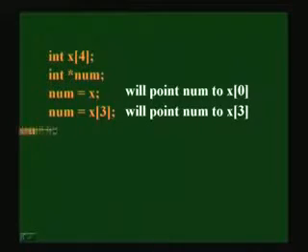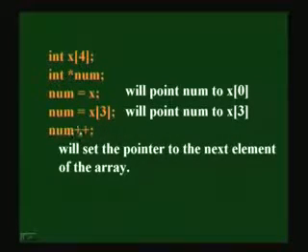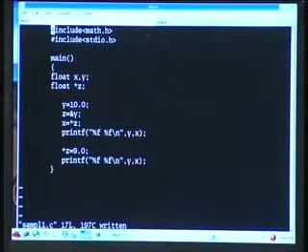Now we will see some examples of this. We can also do some arithmetic with it. We could say num plus plus, and that will increase the pointer by 1. So when we say plus plus, we actually set the pointer to the next element of the array. That's what we are going to see here in an example.